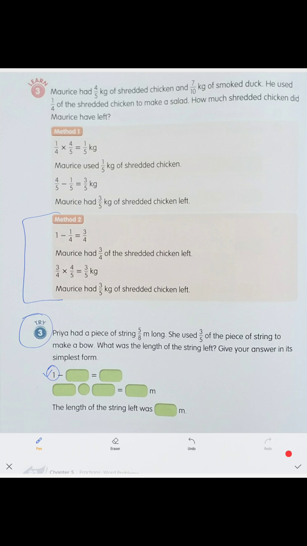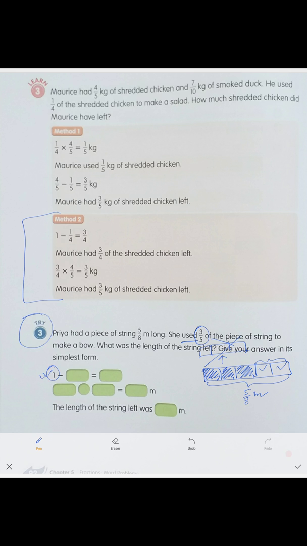Again, if it's easier for you to think, you just use your units, right? Draw a unit bar, and the total length will be 5 over 8 meters, right? Now, this is what she used. She used 3 parts out of 5. So you draw your 5 units, and she used 3 of them. Used, they're gone. You can draw them again if you want. 3 units used, right? This is what is left. 2 units, these 2 units.